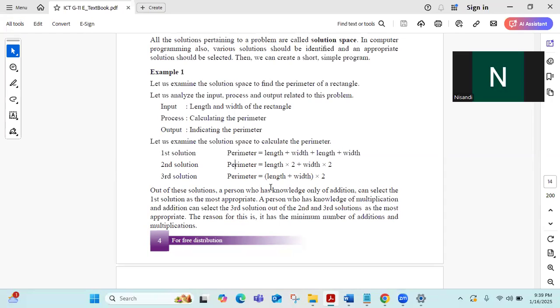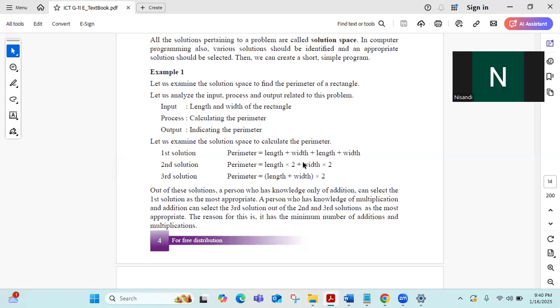Here they say a person who has knowledge of multiplication and addition can select the third solution out of second and third, as the most appropriate. The reason for this is it has a minimum number of addition and multiplication operations. The third one has a minimum number of operations: multiplication is 2 times and the plus is 1, so 3 operations. So it takes less time. That means now you have some idea about alternative solutions.